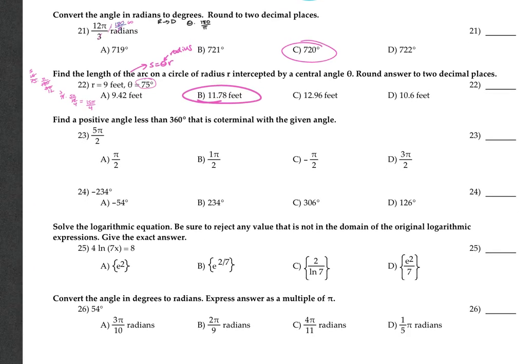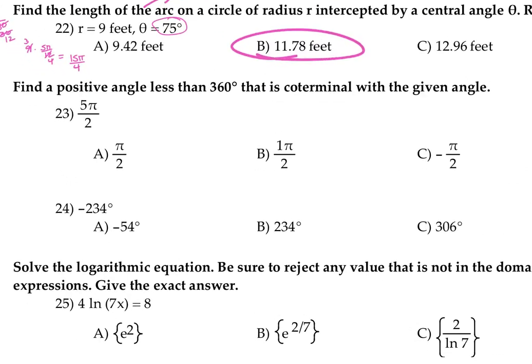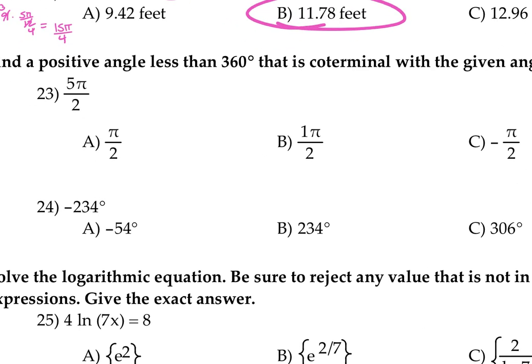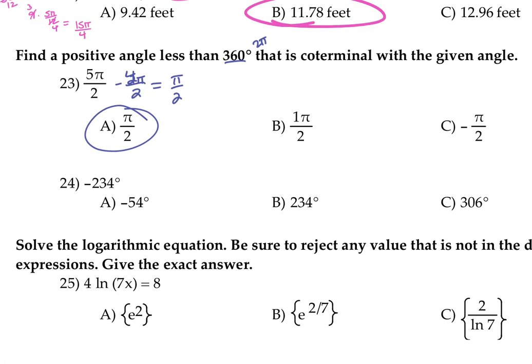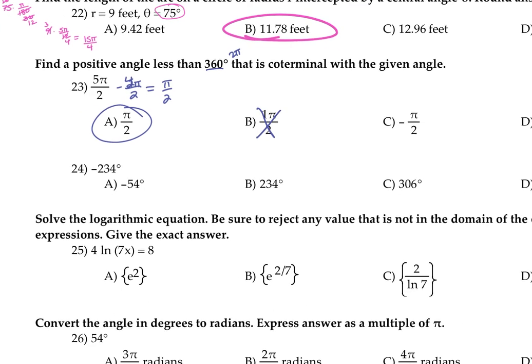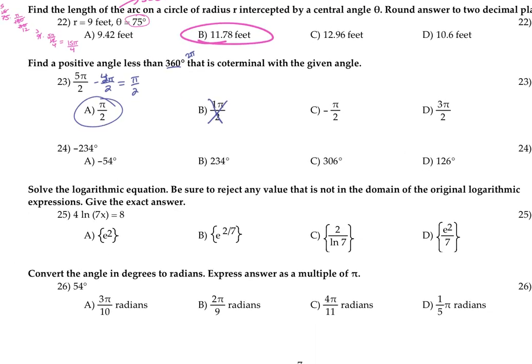23 says to find a positive angle less than 360 that's coterminal with the given angle. So this is 2.5 pi. To find something that's in between 0 and 360, which is 2 pi, I'm going to subtract 2 pi, or 4 pi over 2, and I end up with pi over 2, which is A. B would also be pi over 2, but you would see it written as that pi over 2.